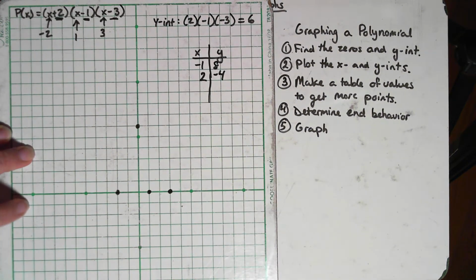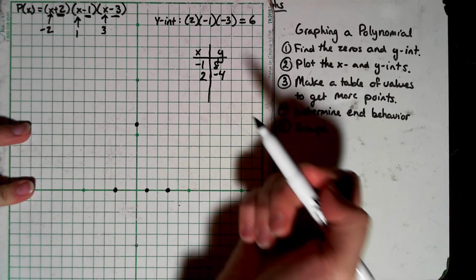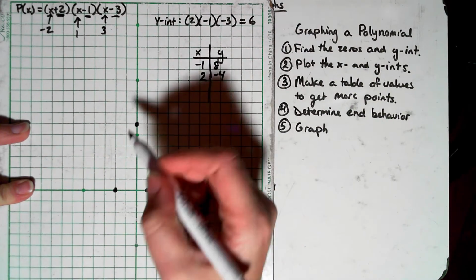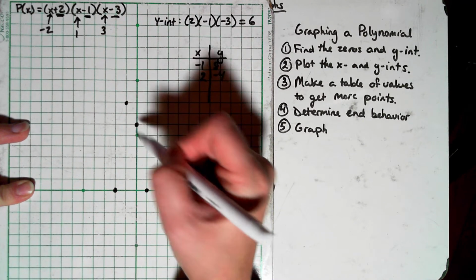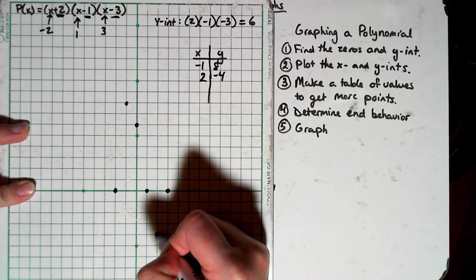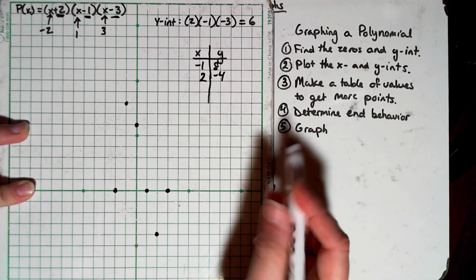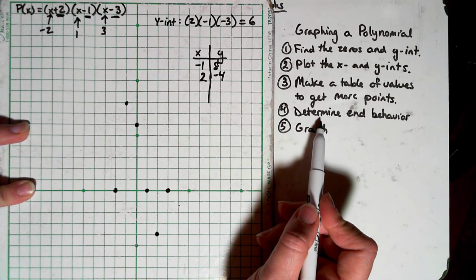Calculators are beautiful things. So now all I need to do is put these points on my graph. So I have -1, 8. So -1, this was 6, 7, 8 is right there. And I have 2, -4. So 2, -4 will be right here. So that was step 3. Next, we're on to step 4, end behavior.